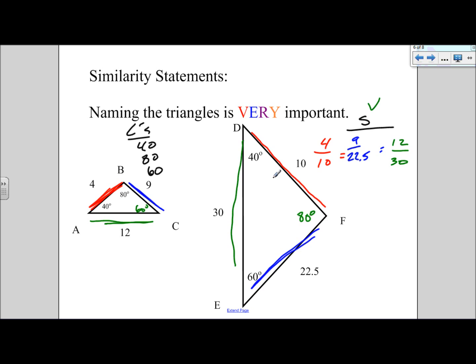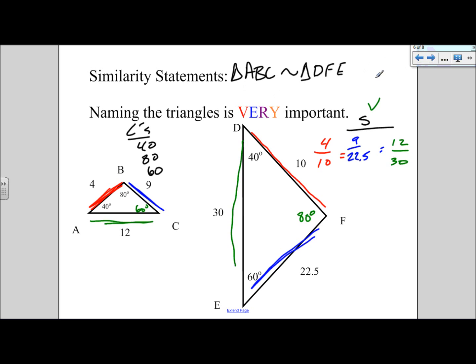These are similar. So the similarity statement, how we're going to start this is going to name the triangles. If I name this triangle A, B, C, I want to say it's similar to triangle. And then I look to see what I did. On ABC, I went short, medium, long. So over here, I have to go short, medium, long, or I went red, blue, green. So I go short, medium, long: D, F, E. That's our similarity statement so far.